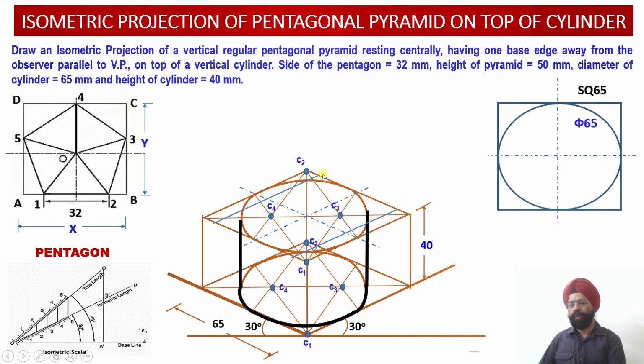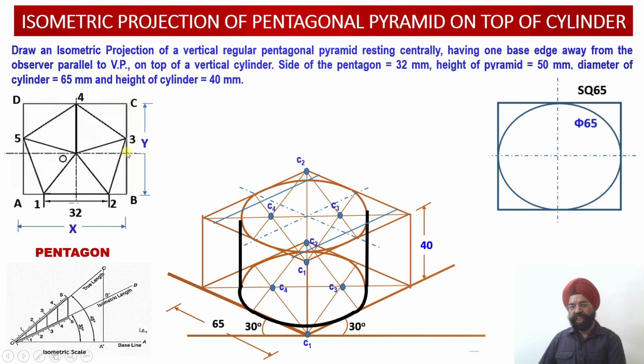Why is AB going to lie here? Because this edge 1, 2 should be located away from the observer. So this edge 1, 2 has to be located away from the observer and parallel to the vertical plane. So now I know that A and B points are lying over here. Now from A and B points, what do I have to do? I have to measure these distances.